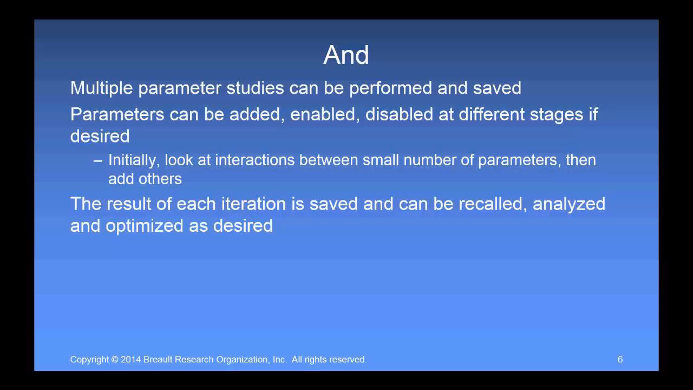But you should be able to determine those parameters that have the greatest impact on the overall performance of your system. And then the result of each iteration will be saved. So for each value associated with any of the parameters, the result, including all of the values associated with it, the goals, will be saved, can be recalled, analyzed, and then you can do further optimization if you wish. But all of the data about all of the individual parametric studies will be saved for your later use.